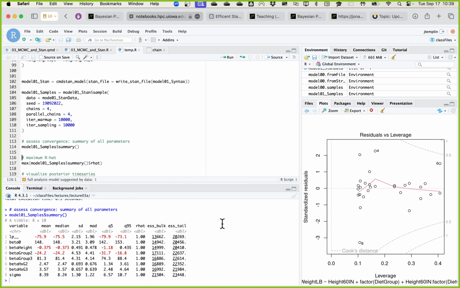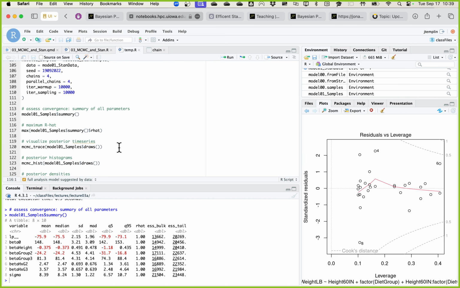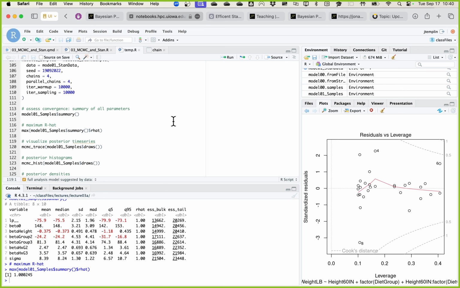Let's talk about convergence. First thing we need to look at: did our model converge? One way that we can check this is to look at this table where R hat is 1. There's another quick way of doing that, which is to take the summary object and only the R hat value and calculate the maximum. All right, so the maximum R hat from all of our parameters is 1.000245. That to me sounds like we have a very well converged model. Anybody disagree?